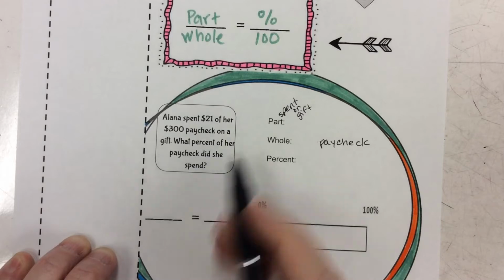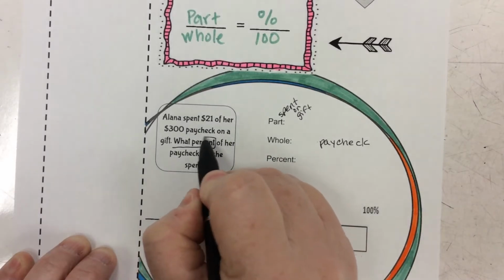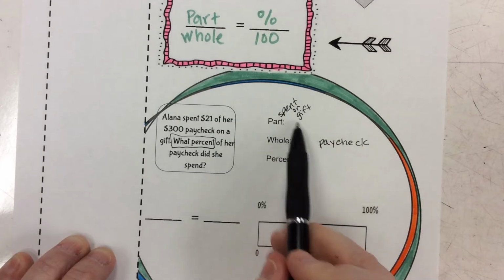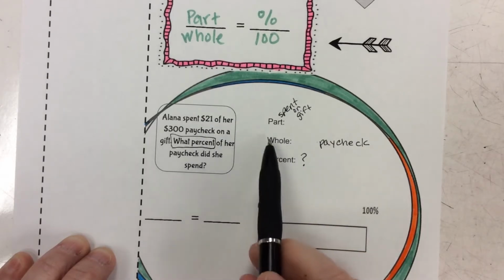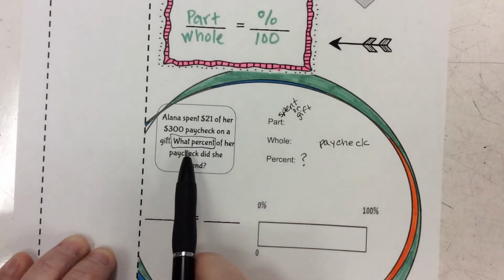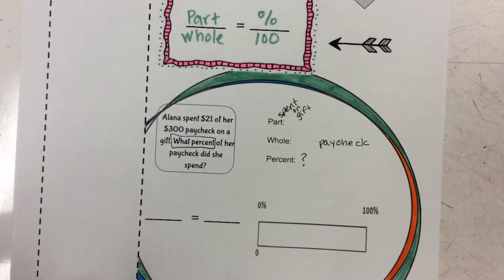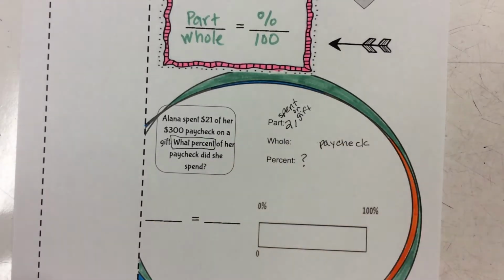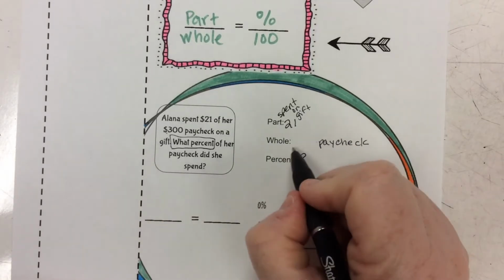Okay? And then it's asking me what percent. So that means I do not know that number. That means that these other two pieces in my problem are going to represent the part and the whole because it asks me what percent. Okay? So the two things we're comparing are the amount she spent and her whole paycheck. So which one would be the part? Well, the part she spent would be the $21. $21 is spent on a gift, and $300 is her whole paycheck.